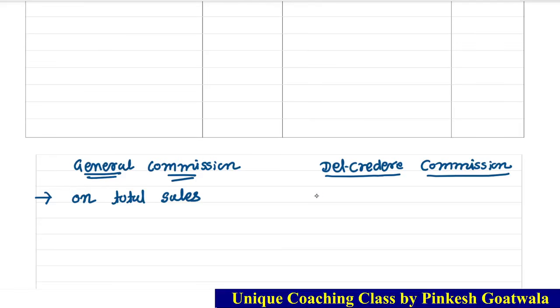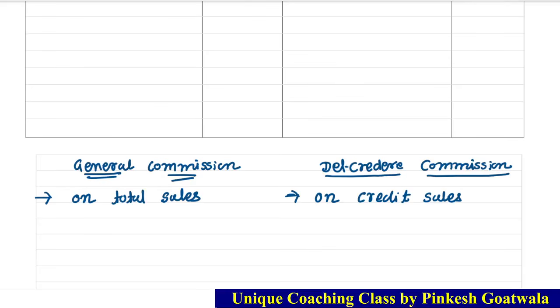ઓન ક્રેડિટ સેલ. કિના પર? On credit sale. So here just remember Del Credere commission is one type of extra commission which is given on credit sale. Now the question is why? Why does the owner of the goods, the consigner, give extra commission on credit sale to the consignee? શું કામ એને વધારાનું કમિશન આપે છે? તો આપણે જોઈશું આગળ જતા પોઈન્ટ આવશે ત્યારે. Right now just remember this point. What is Del Credere commission?